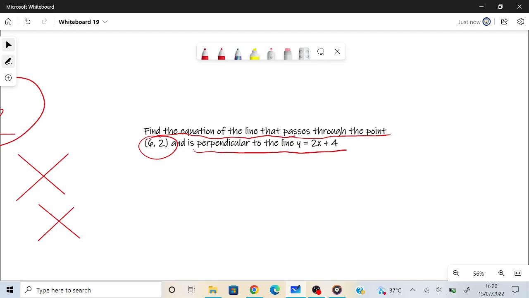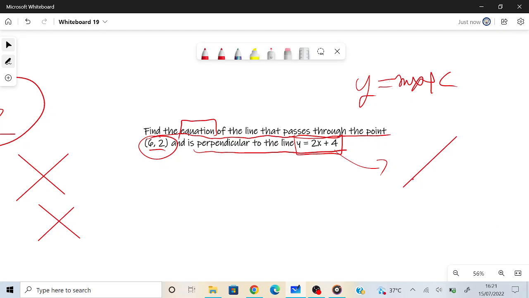So first things first, this time we're trying to find the equation rather than the gradient. So the equation we will find is in the format of y equals mx plus c. Now they gave us a coordinate, they gave us 6, 2, and it says it's perpendicular to the line y equals 2x plus 4. So this is the line y equals 2x plus 4. Let's just represent it with something like this. And to find the line that's perpendicular to this, let's say something like this. So this line is y equals 2x plus 4.